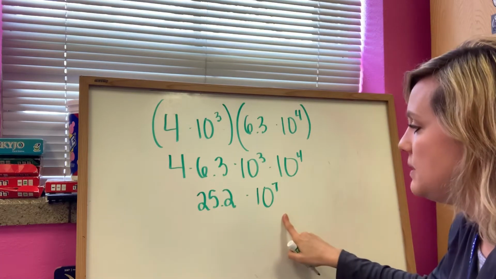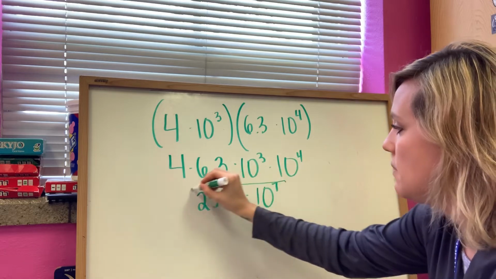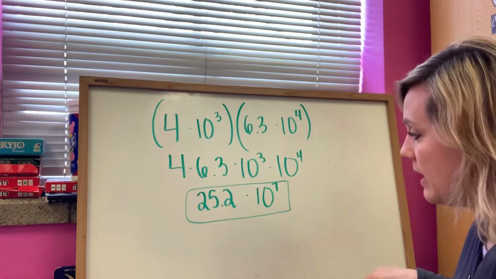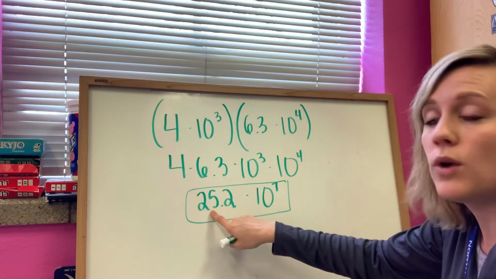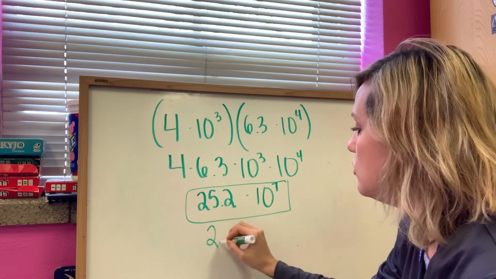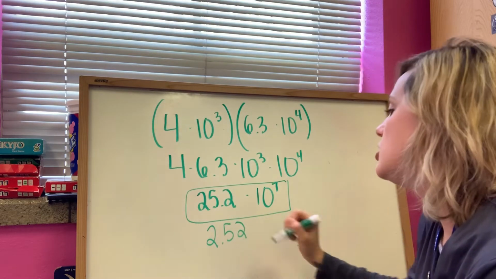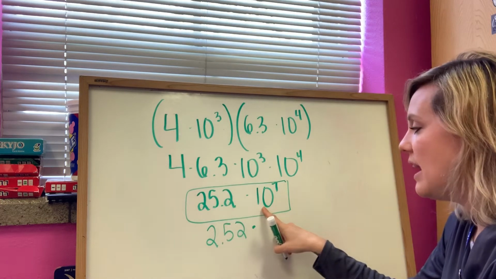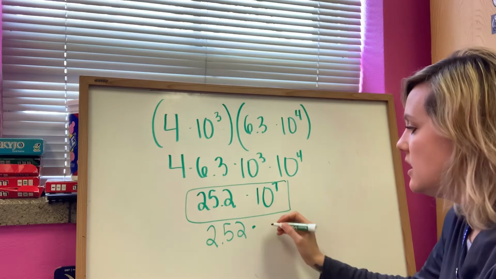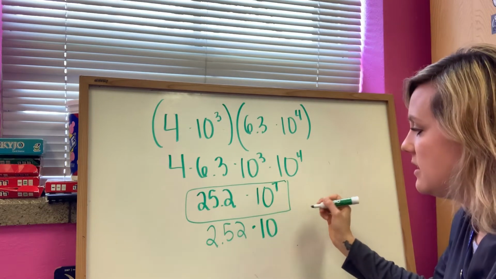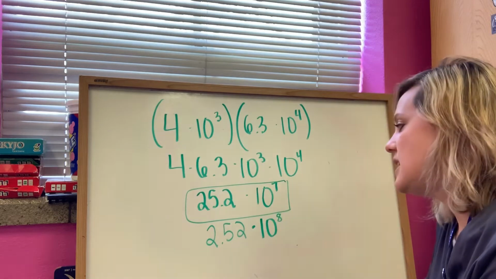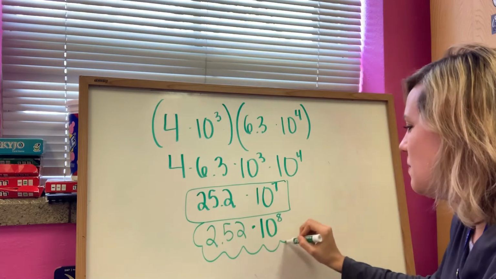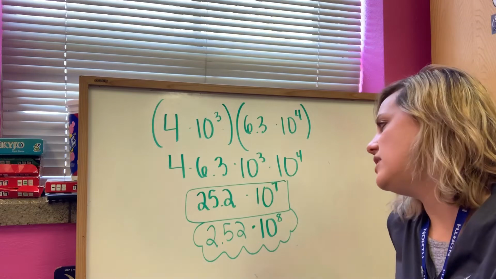We want our answer to be in scientific notation, and there's one problem with this answer. This number right here is not in between 1 and 9.9. So I need to move the decimal 1 spot to get the number 2 and 52 hundredths, or 2.52. And that means to get back to this problem, I would have to multiply by another group of 10. So that's going to change this from 10 to the 7th power to 10 to the 8th power. Okay, so our final answer would be 2.52 times 10 to the 8th power.